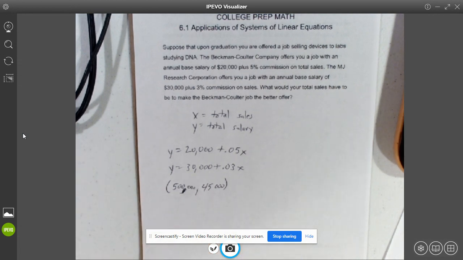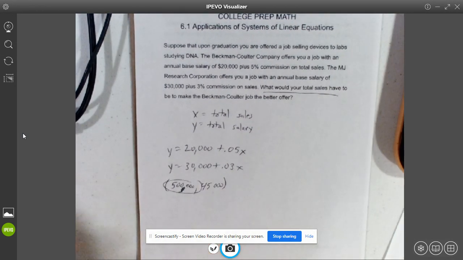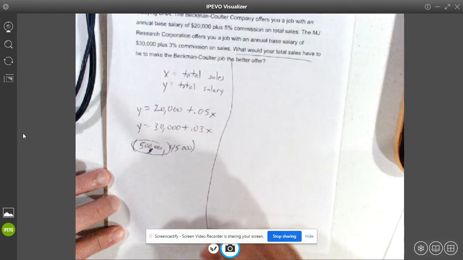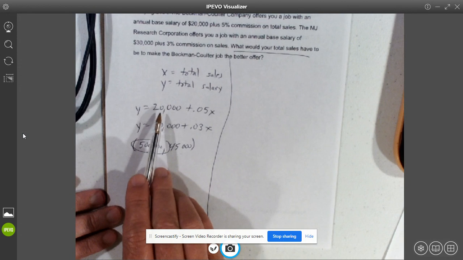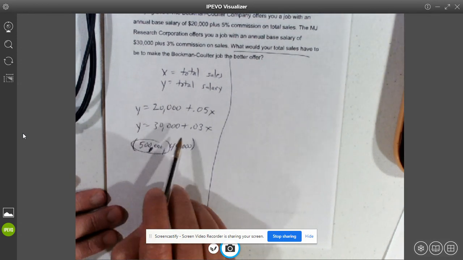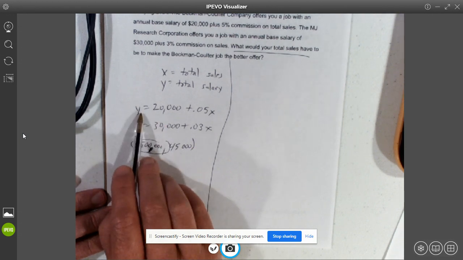All right, so what would the total sales have to be? 500,000. Okay, now that's using technology. Let me just show you real quick how to do this without technology. And like I said, some of you might find this easier. Some of you might just say, let me go to my graphing calculator. We could either solve this with elimination, or we can actually solve this with substitution. I'm going to go ahead and do elimination.